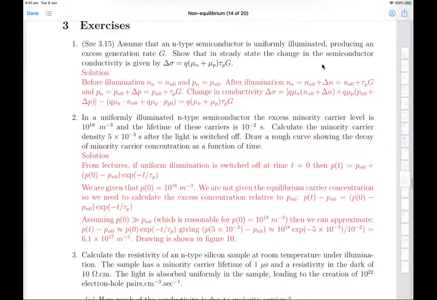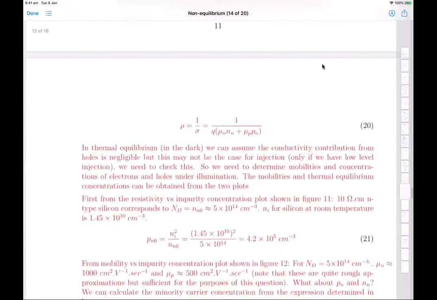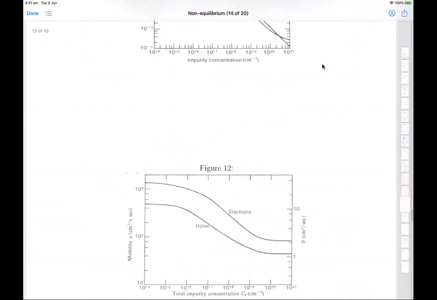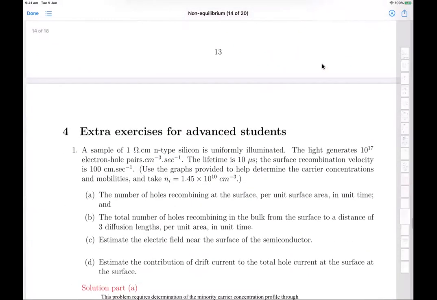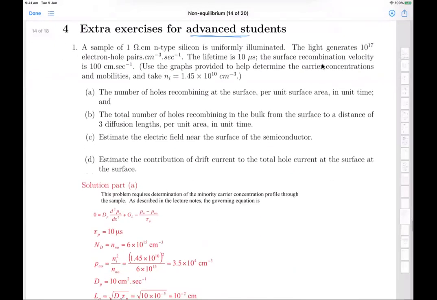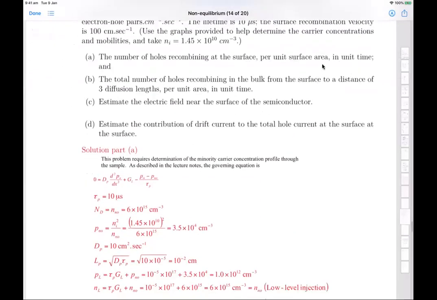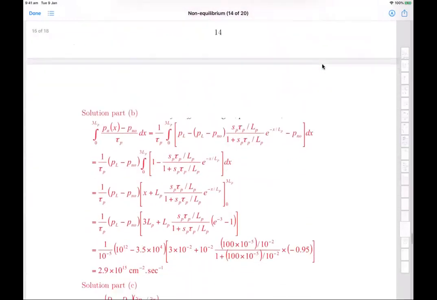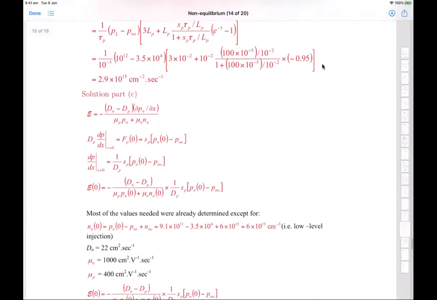There are also some exercises at the back of this document, which are for students who have an interest, or advanced students, to tackle more complicated examples, but this is not necessary. It's really just for your own interest. You can see that the analysis is somewhat complex.